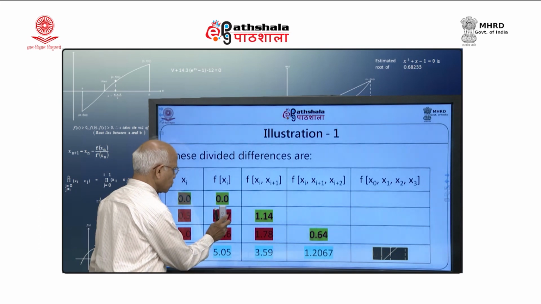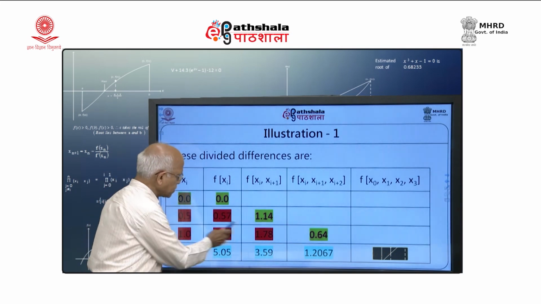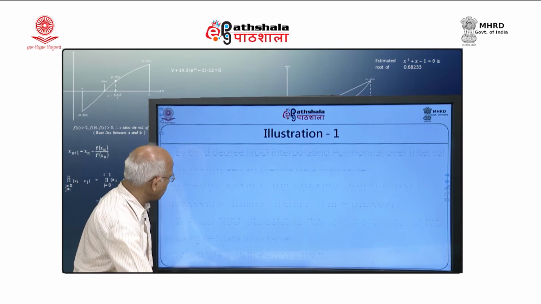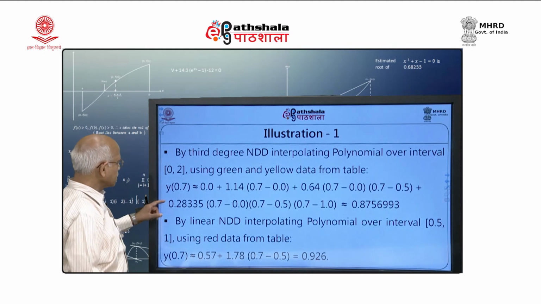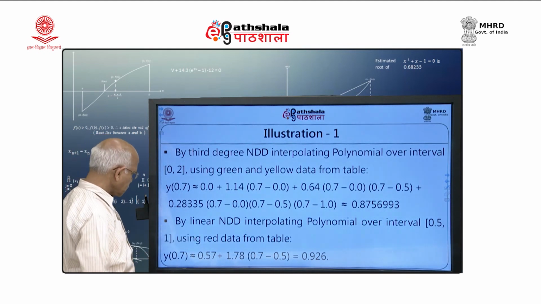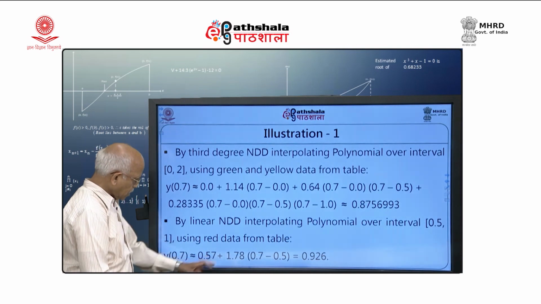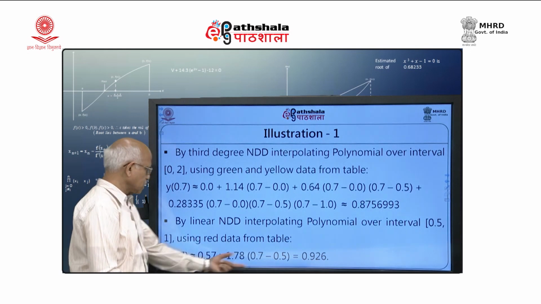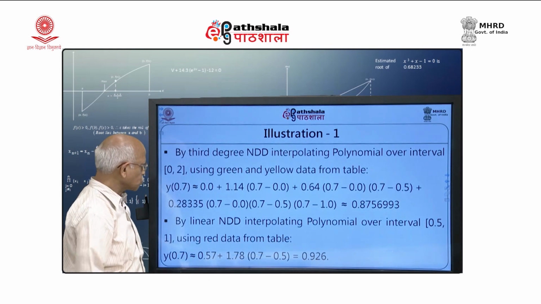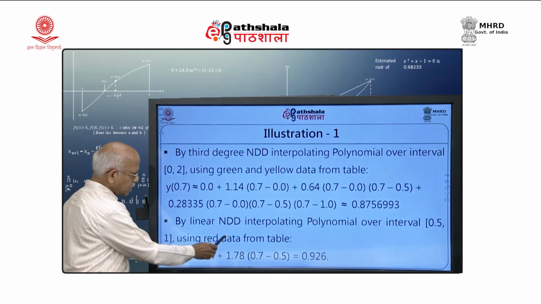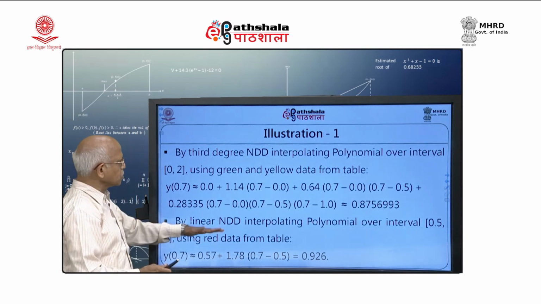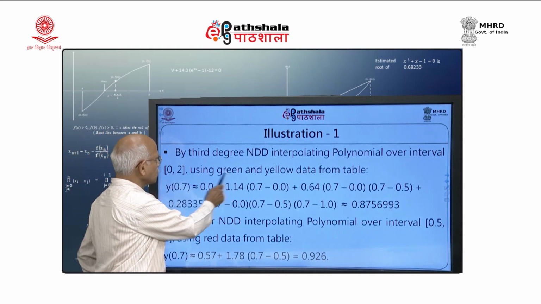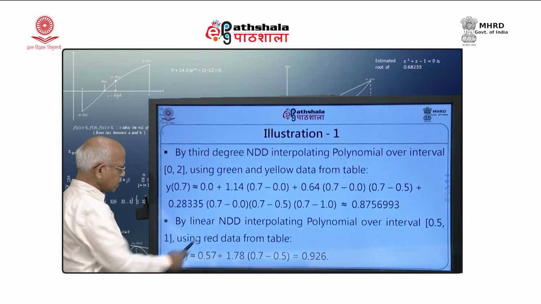So, these are the data I am going to get. This data I am going to consider as 0.57 and 1.78, and that is what I am going to use to evaluate this. So, you can see here, by linear interpolation, 0.57 plus 1.78 into 0.7 minus 0.5, and if you take this it will be 0.926. Which data am I using? Using the data from the table. The table has been colored because I wanted to show which data we are using in the corresponding computation. Here we are using green and yellow, here we are using red data.